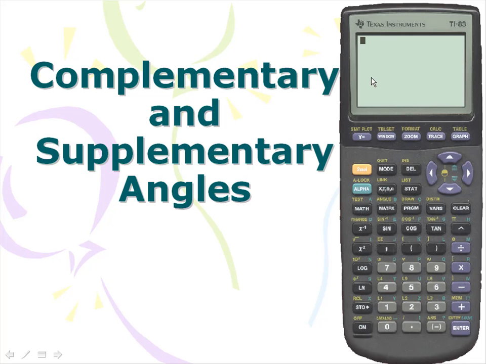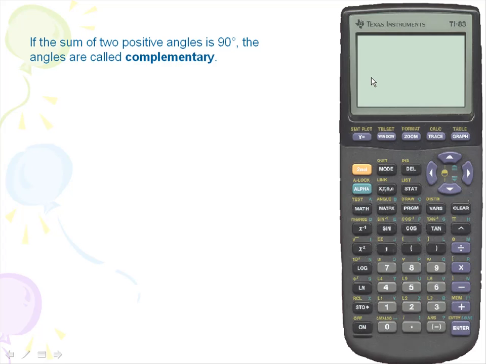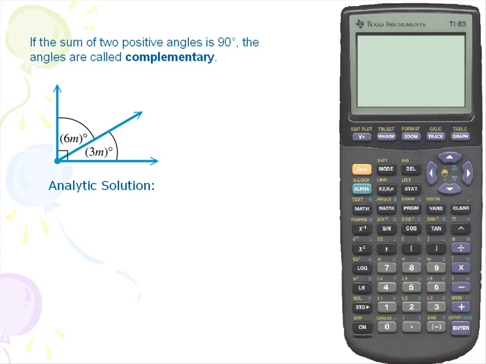Complementary and supplementary angles. If the sum of two positive angles is 90, the two angles are called complementary. Let's take a look at the analytic solution.